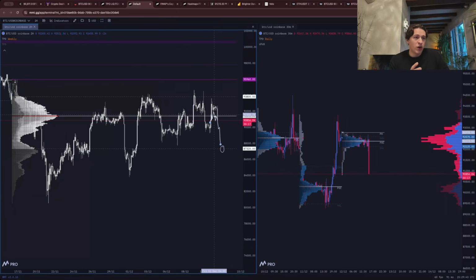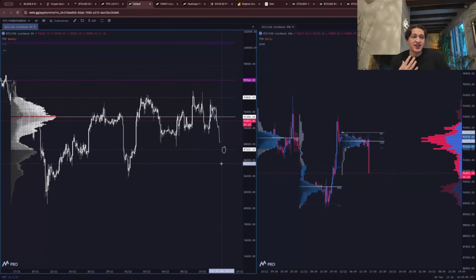Okay, looks like we're going lower. That was my plan for yesterday. Bit of a deviation, but I still think we are rotational right now towards 87, 86K, so that's why I'm still short.